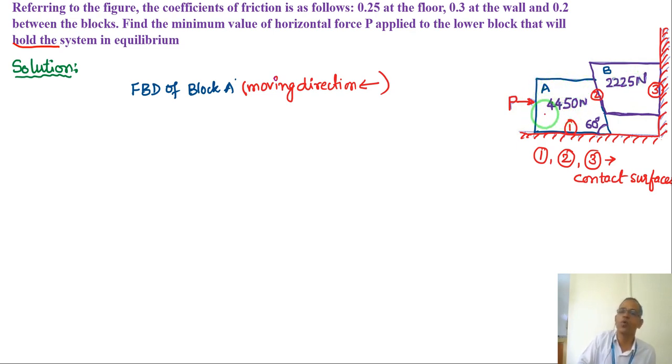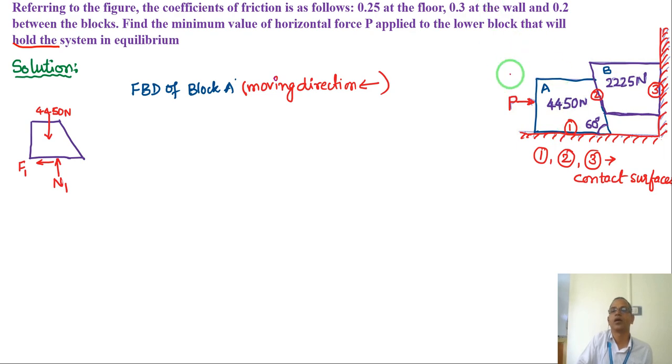When this is coming down, this block will try to move, so I have to hold it, right? So this will try to slide left hand side. So block A tries to move left hand side, that is, left moving. Based on that I can get the friction direction. So try to draw the free body diagram of block A, which has a weight of 4450 Newton. Then the friction force. So this block will try to move left hand side, right?